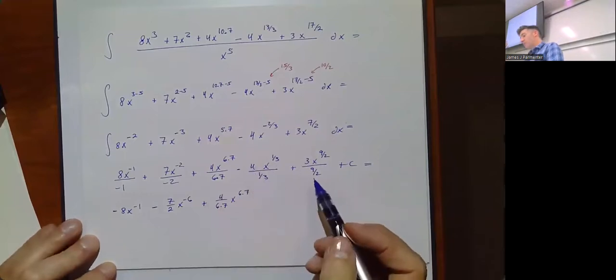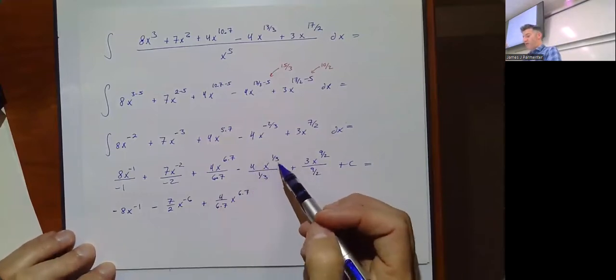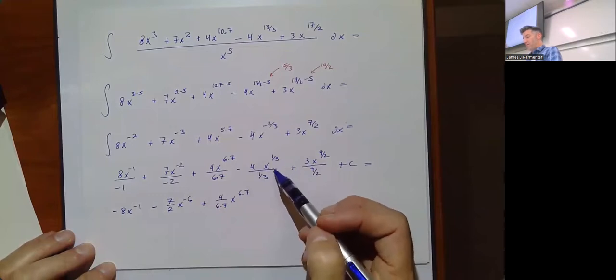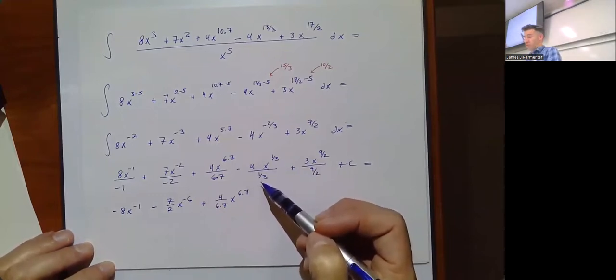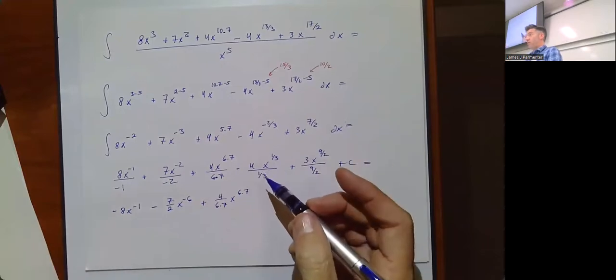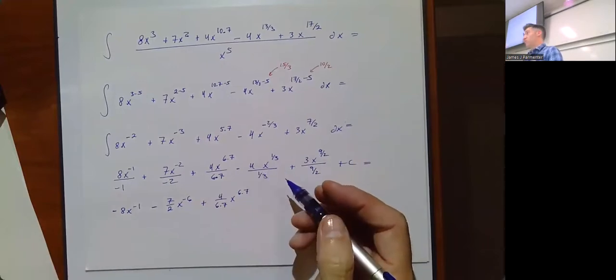These last two things we really should simplify. So whenever your power is fractional and you end up dividing by that fraction, instead of dividing by the fraction, you just want to multiply by the reciprocal. So instead of having 4 divided by 1/3, we're going to have 4 times 3, which is 12.